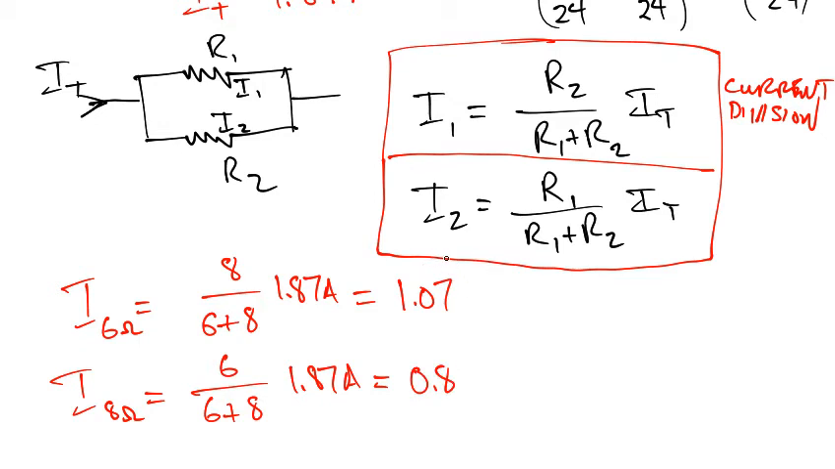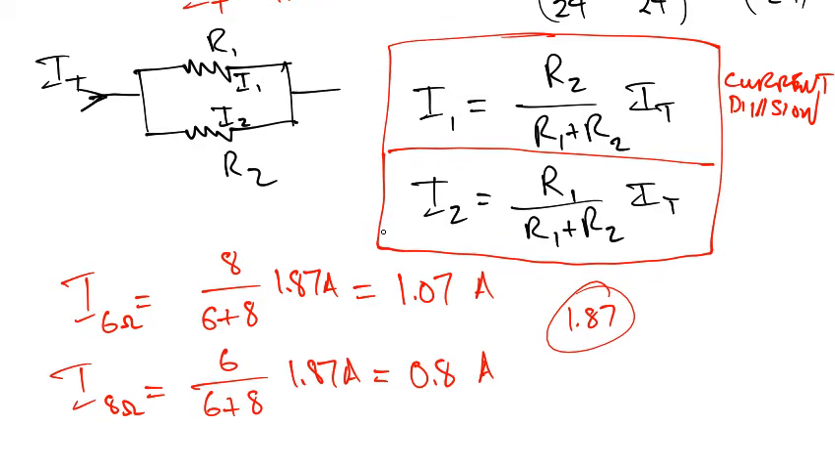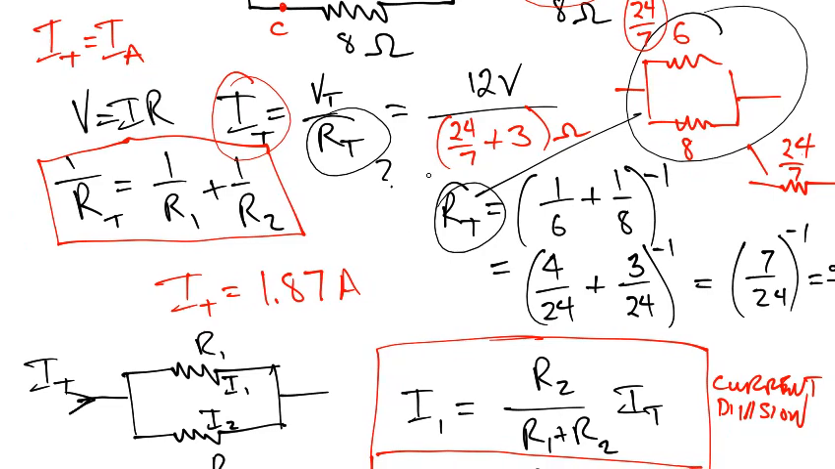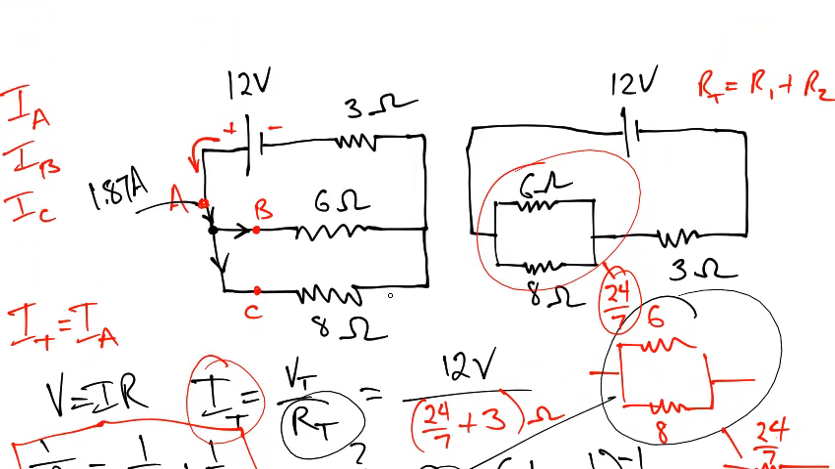Now the cool thing about it is, look at what these two currents add up to. You guessed it, that's right. They add up to a total of 1.87, as they should. That's the easy way of doing it. The other way, which is just as valid, but takes a little bit more insight, is the fact that you say, okay, well, look, these two resistors, the 6 and the 8, are actually in parallel.